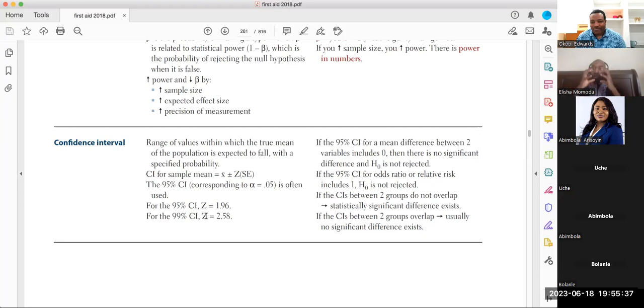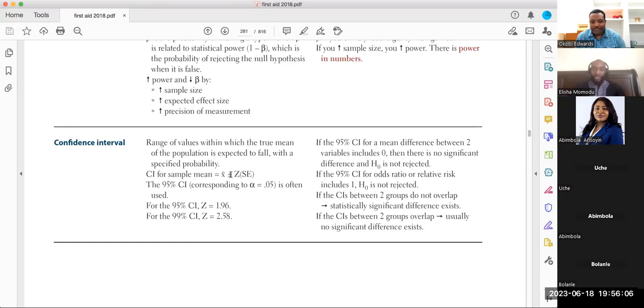I have only a sample that I took out of the whole population to make my studies. Now I want to find out the likelihood that this sample mean that I got is a true reflection of the population mean, right? And so the confidence interval is this equation right here, and the z-score is plugged in.